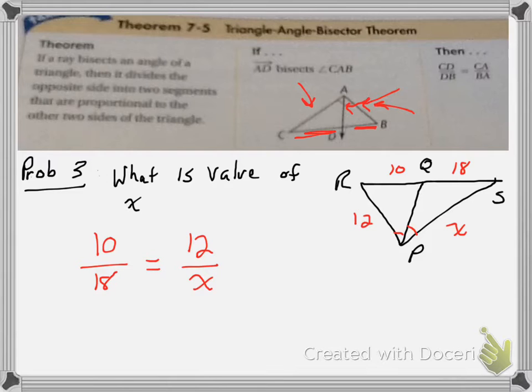So now go ahead and cross multiply. I get 10X equals 216. Divide by 10, I get X equals 21.6.